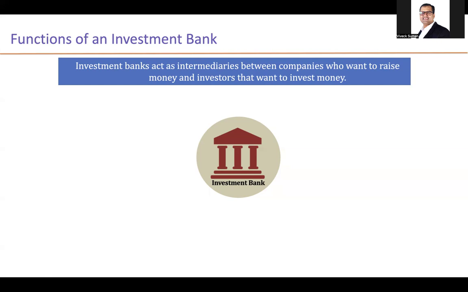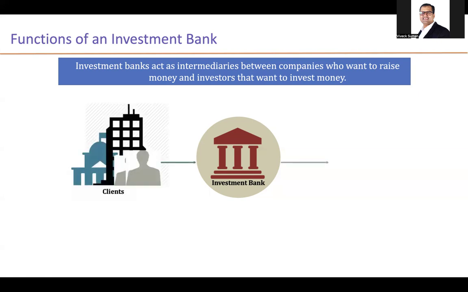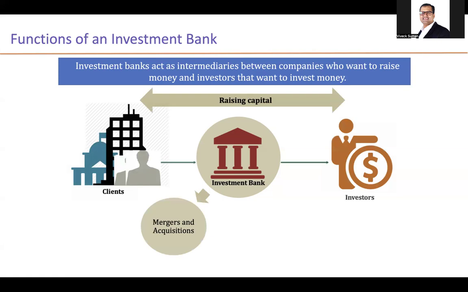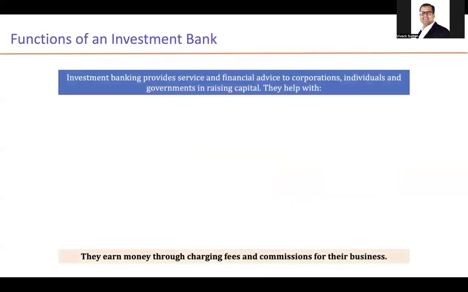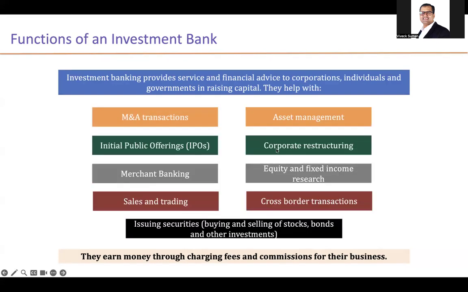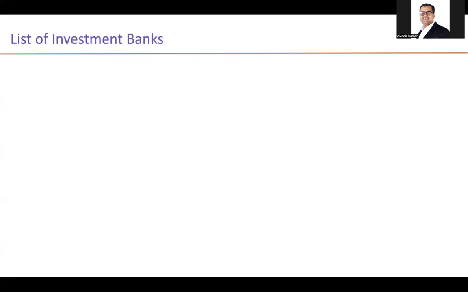Intermediary market function, the first graph, if you remember, it will be very clear. So an investment bank has clients and investors. What do they help with? They help in raising capital. How do they do it? Mergers and acquisitions, market research, trading, etc. Investment banking provides services and financial advice to corporations, individuals, and governments in raising capital. They help with mergers and acquisitions, asset transaction management, IPOs, merchant banking, sales and trading, corporate restructuring, equity and fixed income research, cross-border transactions, issuing securities, buying and selling of stocks, bonds, and other investments. They earn money by charging fees and commissions for their business.